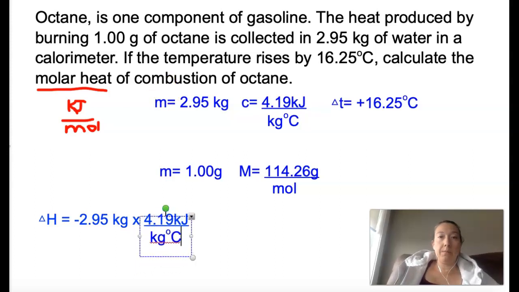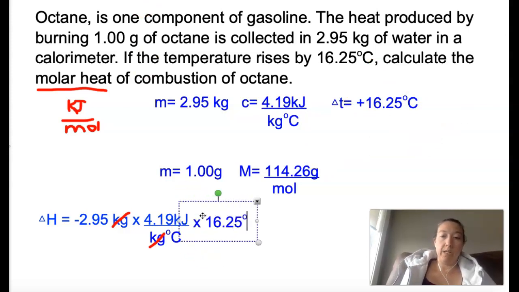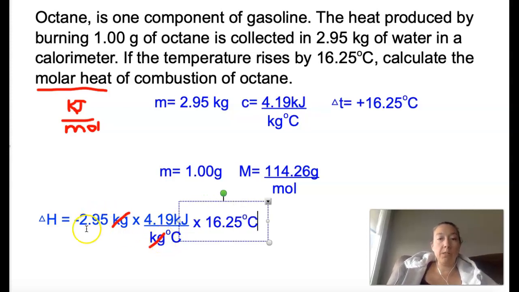All right, and that lets me cancel out my kilograms. Getting rid of the degrees C, we're going to use that 16.25. So times 16.25 degrees C, right? So there's my M, there's my C, there's my delta T. When I look at my units, that gets me the kilojoule part.